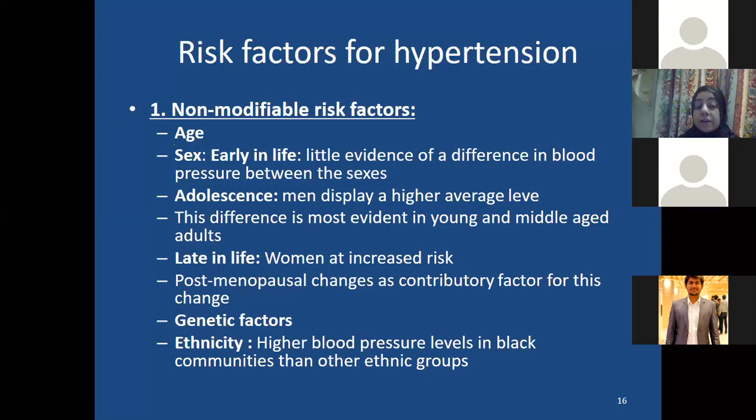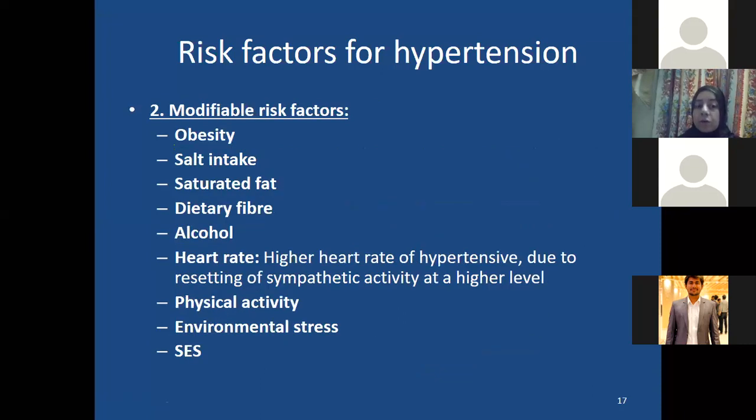And then there are genetic factors. Some people are born with it because they have these factors in their genes. And ethnicity: higher blood pressure levels were found in Black communities compared to other ethnic groups. Now you have certain modifiable risk factors that you can modify. So it's obesity, salt intake, saturated fat, dietary fiber, alcohol, and heart rate.